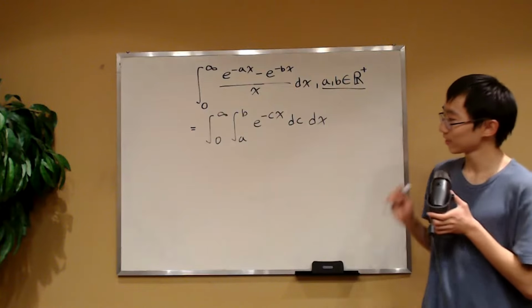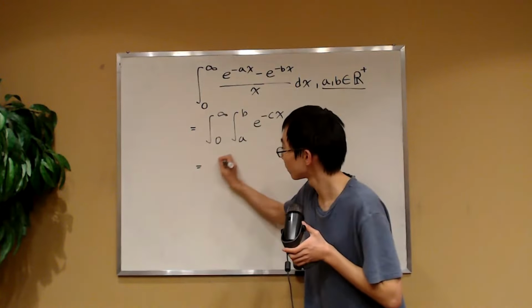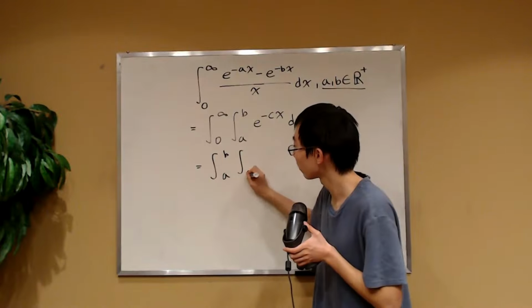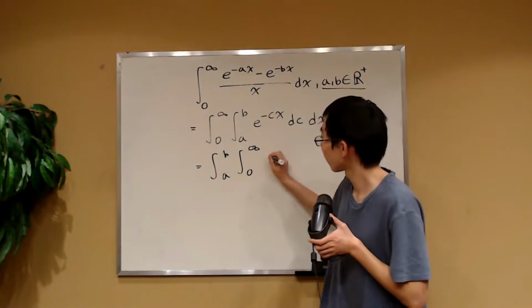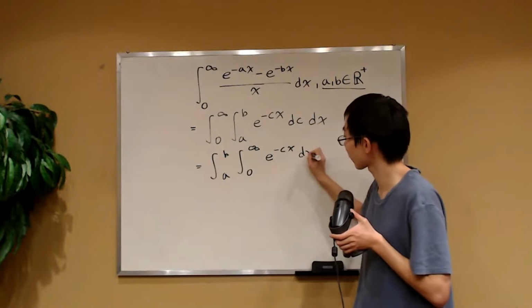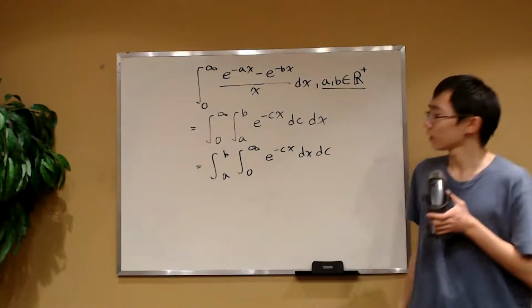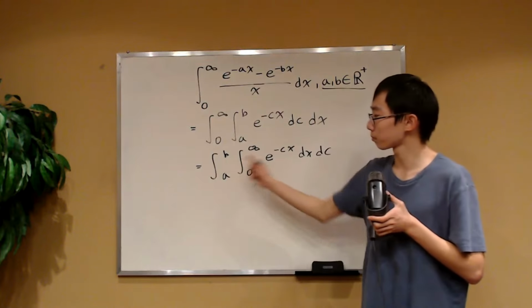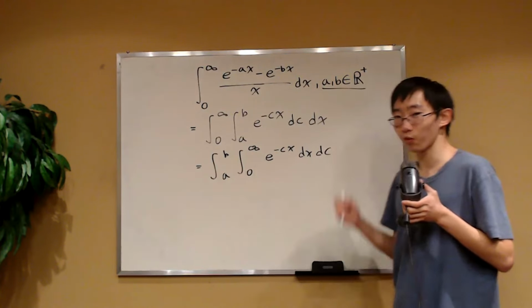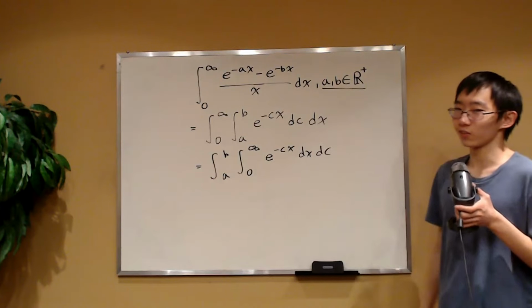Check this out. So this is equal to the integral from a to b of the integral from 0 to infinity of e to the negative cx. Of course, you have to swap these, so dx dc. Now, if you want to rigorously prove that you could swap the integration signs, I'll leave that to you. It's pretty intuitive, but if you want a formal proof, you can do it if you want.